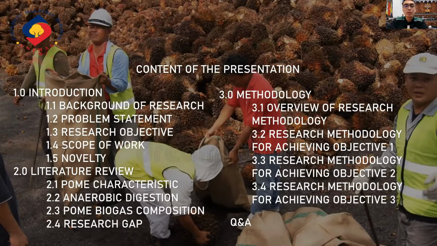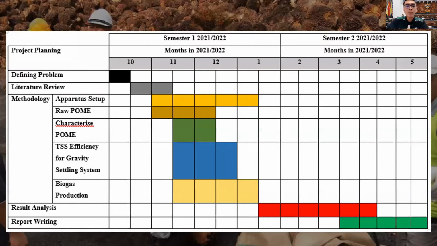We will cover the background of research, problem statement, research objectives, scope of work, and novelty. And then I will go for the literature review, which will demonstrate the POME characteristics, anaerobic digestion, POME biogas composition, and research gap. And lastly, I will go for the methodology, which will wrap up the overview of research methodology and the research methodology in achieving objective 1, objective 2, and objective 3. And last, we'll be left with a Q&A section with the examiners. So here is my project planning for semester 1 and semester 2 as shown on the screen.